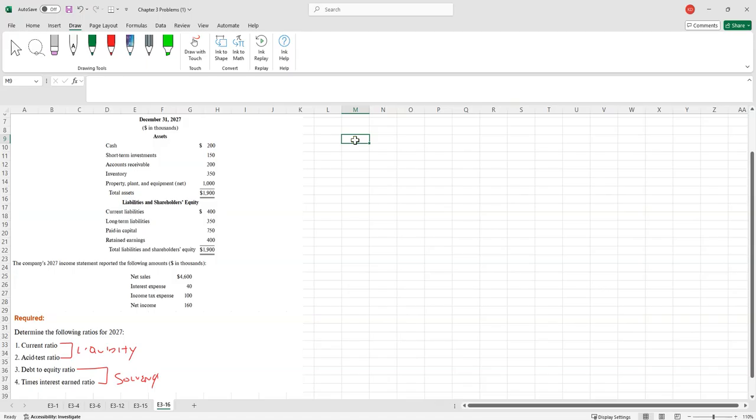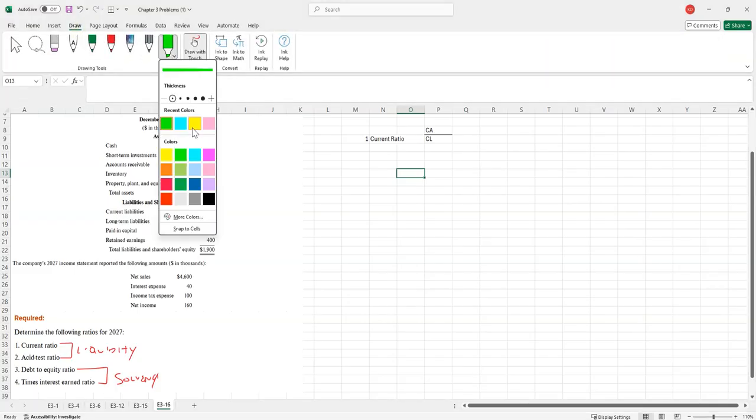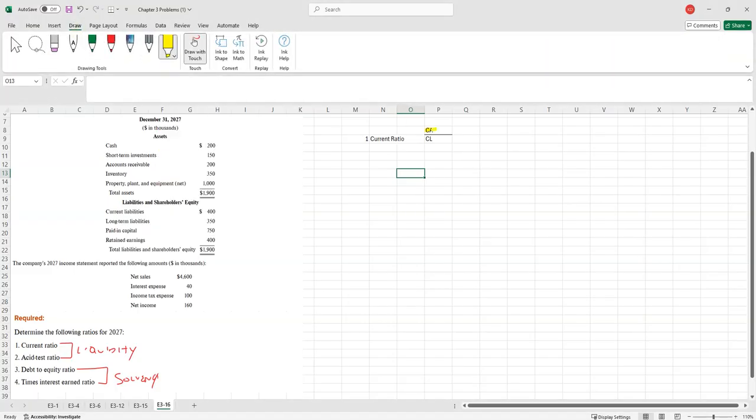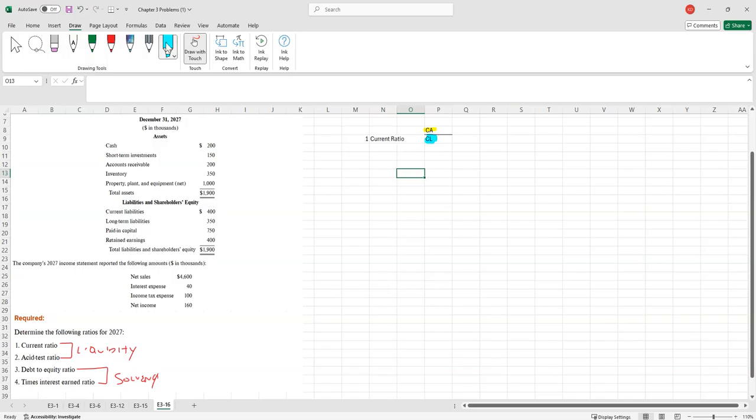So let's start with 1, right? The current ratio. We know this is our current assets divided by our current liabilities, okay? So if we go over here and we look at these, we'll make our current assets yellow, and we'll make our current liabilities blue, okay?